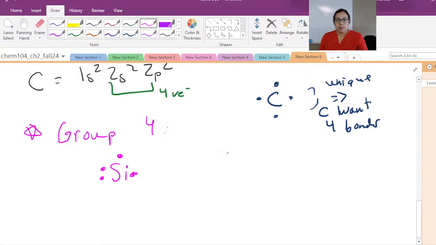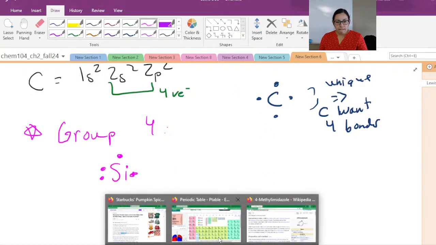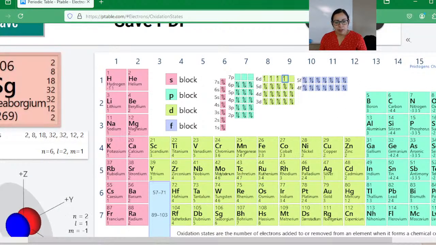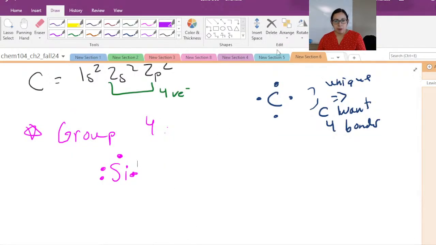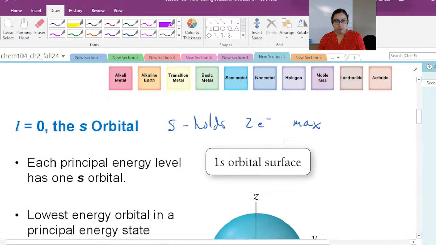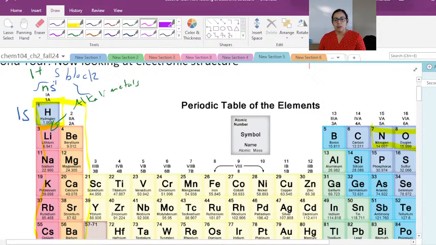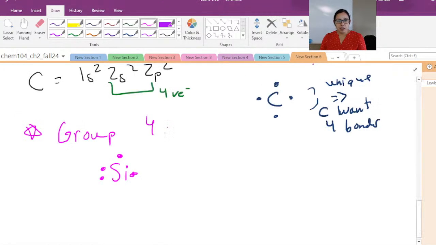And so we can break down the electronics argument more. Looking at silicon, I'm going to jump down. Let me go back to this periodic table. So this is 2p. Now if I go 1 under it, this is 3p. I just want to be clear. Then looking at silicon for a second, just so we can appreciate it, we have 3p and then 3s.